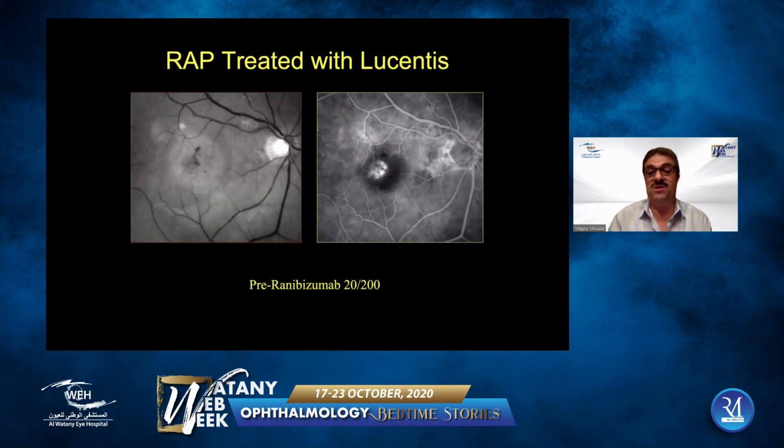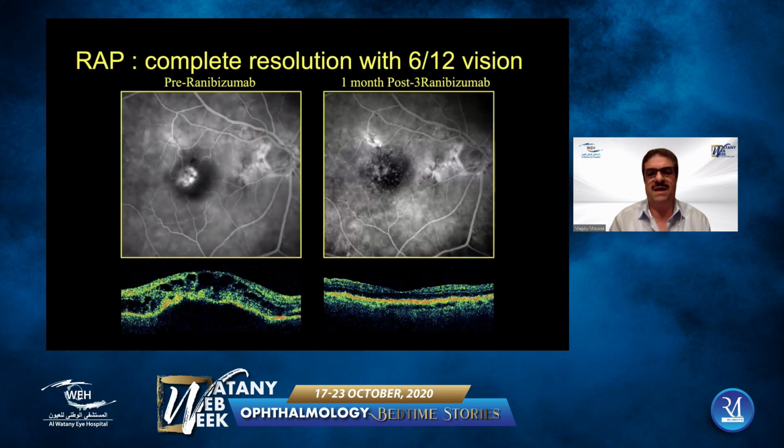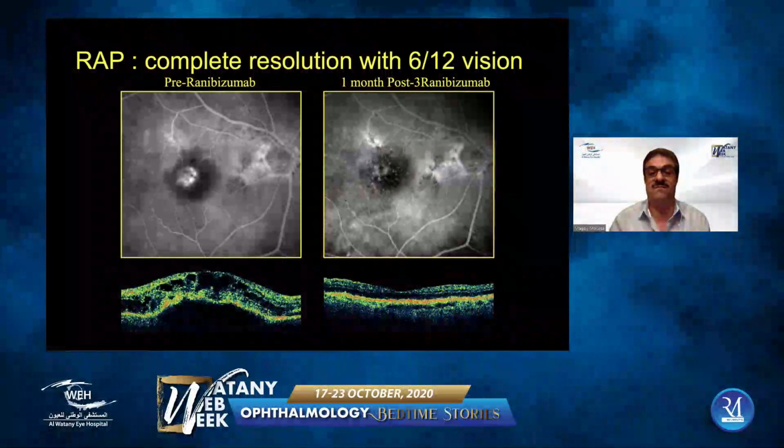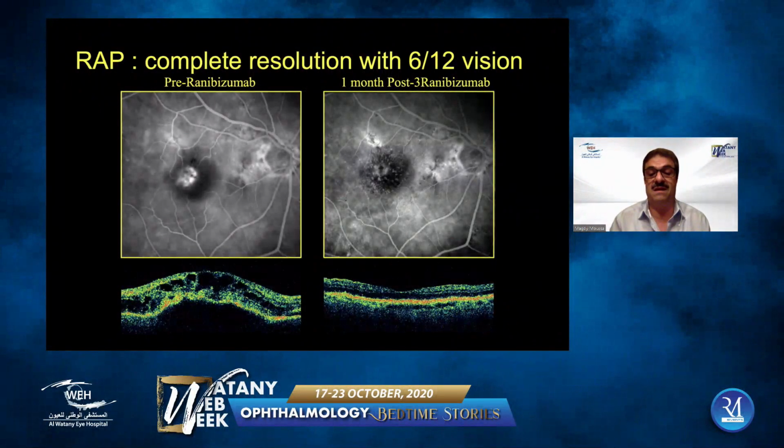Treated with Lucentis, starting vision is 20/200, and this is one of the old patients I had, with the OCT was old, still with the time domain, and we can see after 1 month after 3 ranibizumab, the vision is 6/12, and we can see complete flattening of the macula, though the macula is not that healthy as we can see in the fluorescein angiography. As I said, this is a time domain, a very old one.